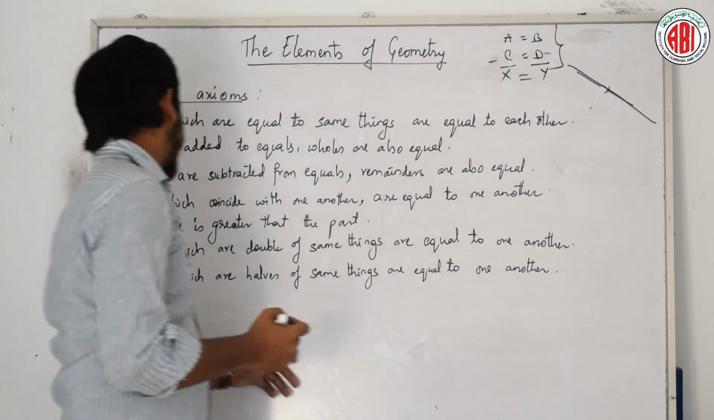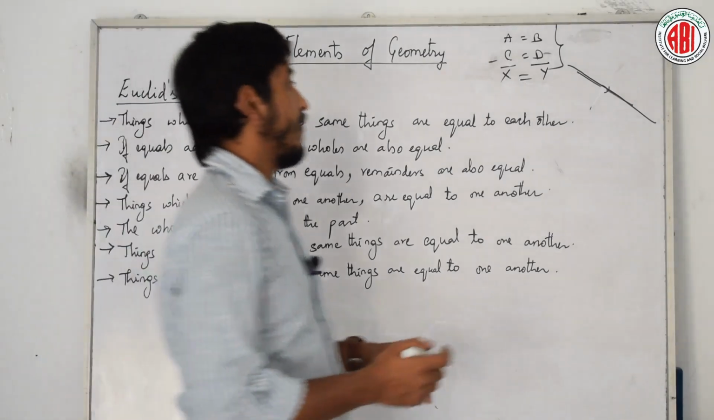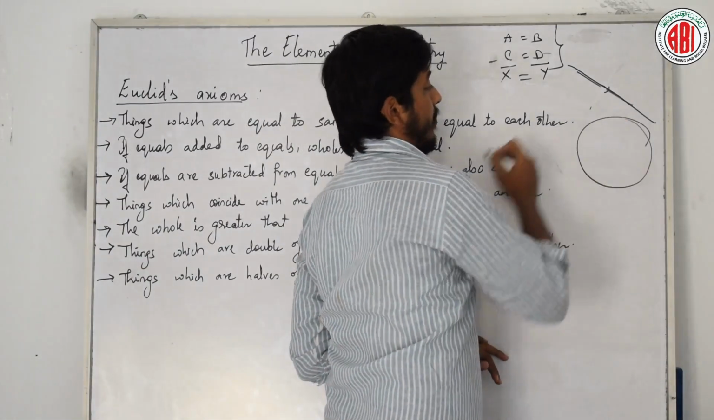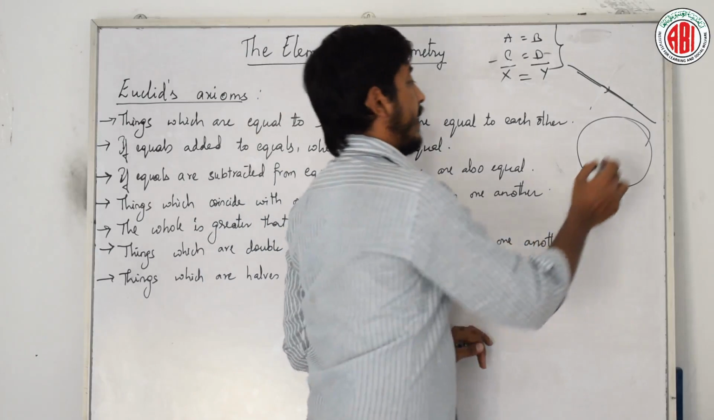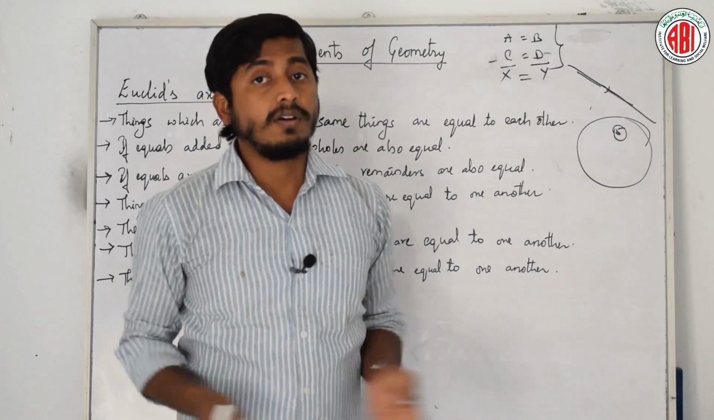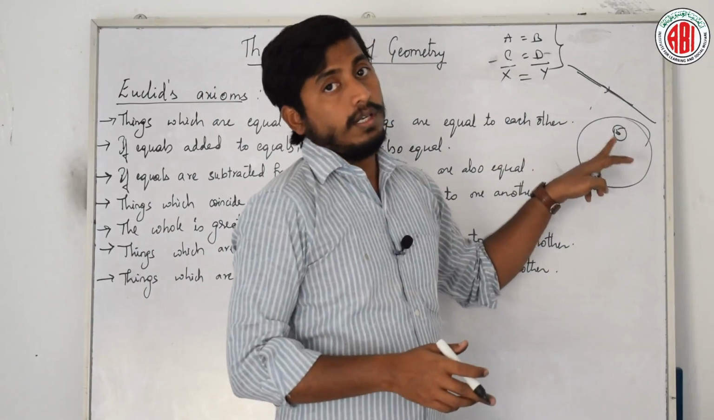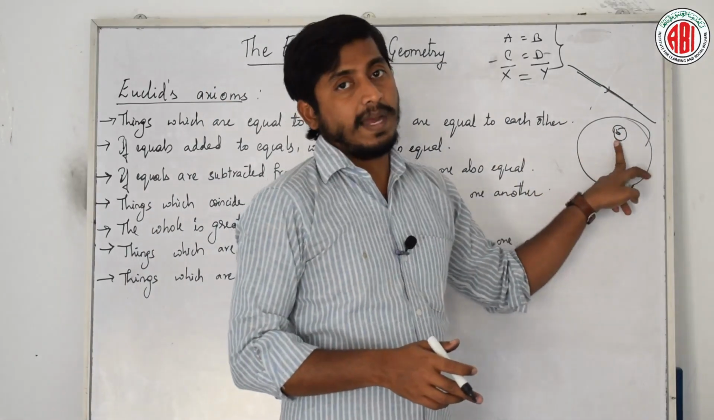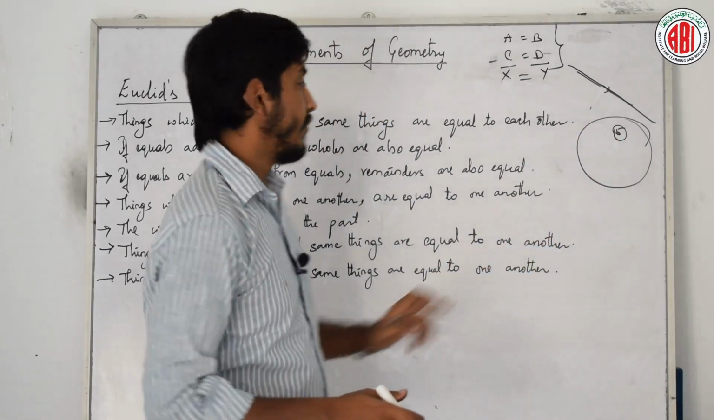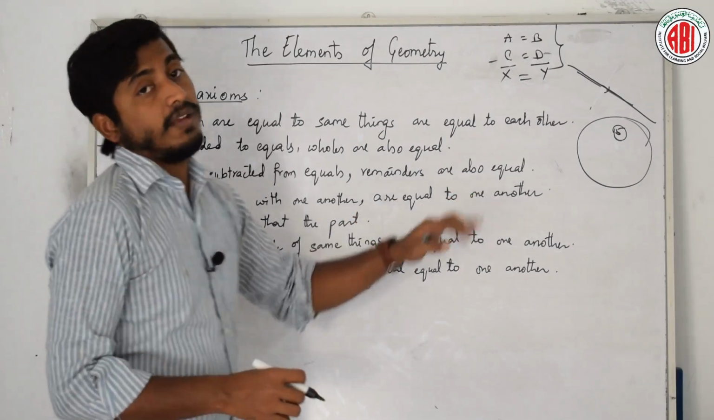And the next: the whole is always greater than a part. If I take the set of whole numbers, and there is one number 5, 5 is a part of the number set, yes or no? Which means the whole is always greater than this single part. Clear? Next, the things which are double of the same things are always equal to one another.